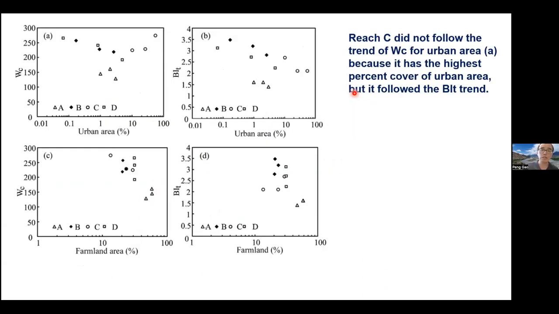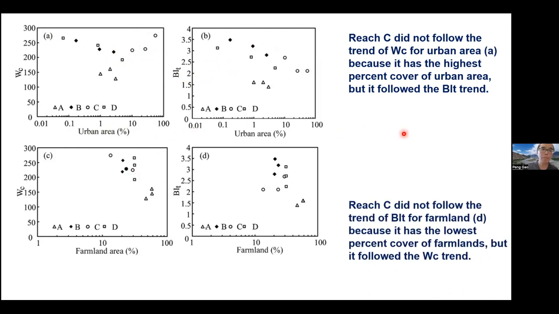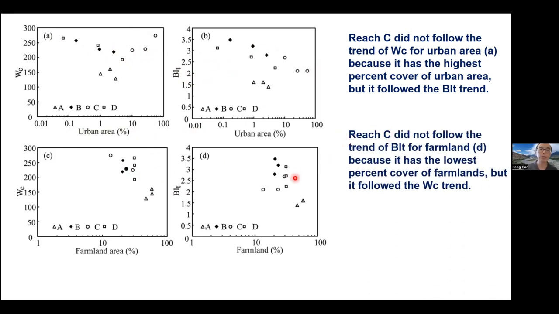Next, I again want to show you an example, reach C. As you can see, with regards to urban development, reach C has the highest percentage of urban development. So the channel widths are generally high and do not align with the channel width of other reaches. But the braiding intensity actually falls in line with the trend of other reaches with regards to the percentage of urban area. And for the farmland, you see some opposite situation. The braiding intensity does not follow the trend, but the channel widths follow this trend of the change.